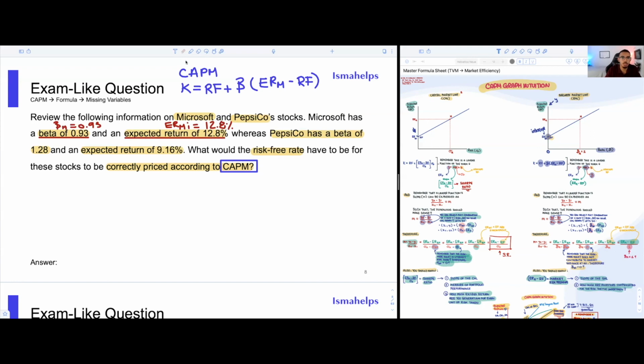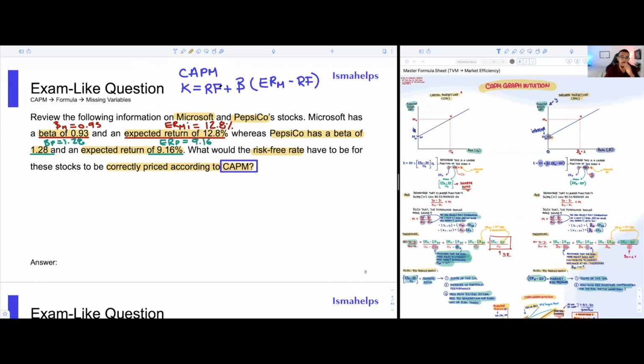And then we could do the same thing for PepsiCo. Just because they're different companies, I guess I'll use different colors. But PepsiCo has a beta of 1.28. So you could write beta P is equal to 1.28. And the expected return of PepsiCo, you could write ERP is equal to 9.16%.